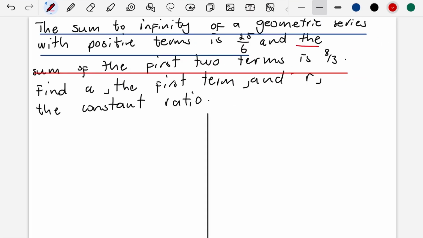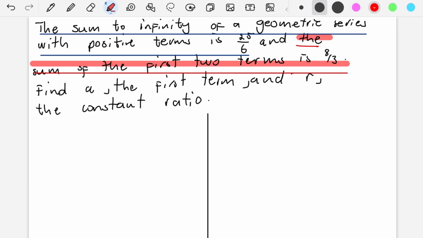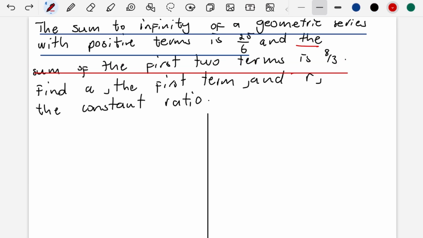Now, matriculants, this question says the sum to infinity of a geometric series with positive terms is 25 over 6, and the sum of the first two terms is 8 over 3. Find a, the first term, and r, the constant ratio. Feel free to pause the video and try, because we've actually done questions like these. This is where one statement, i.e. this blue one, needs to give you an equation that has two unknowns, and the other statement, the red one, needs to give you another equation with two unknowns, and you can solve simultaneously, much like we did when we looked at complex sequence and series questions. Now, let's do this together.